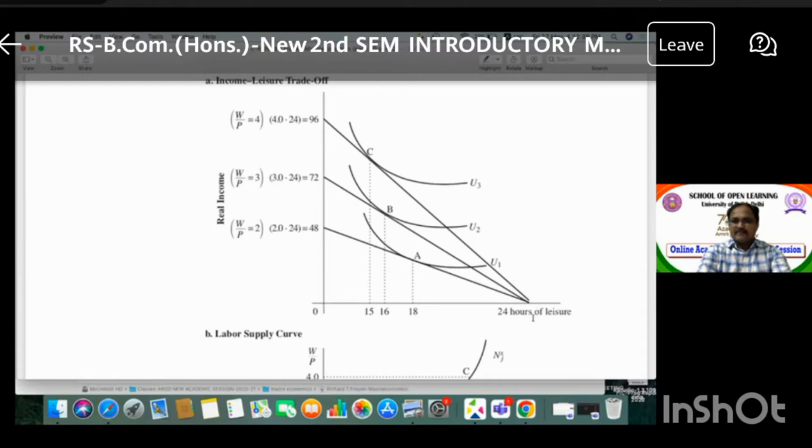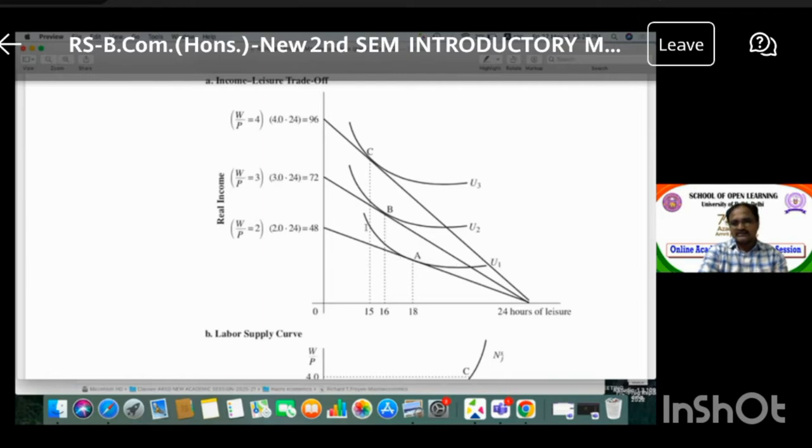If his leisure is 18 hours, how many working hours is that, dear students? Out of 24, 18 hours of leisure means 6 hours of work. If you work 6 hours and have 18 hours of leisure, what is his wage rate? His wage rate is 48. Why 48? Because the wage is 2 rupees, at the level W by P. So the person works 6 hours with 18 hours of leisure.